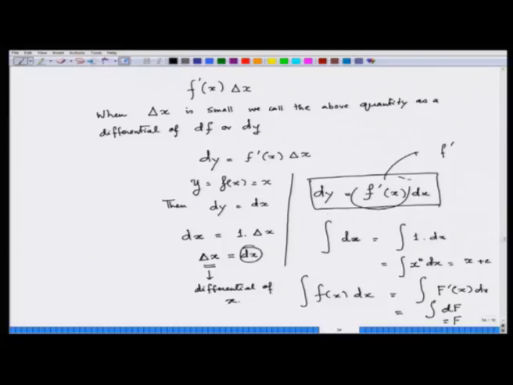So again this is something I want to repeat. You are looking at the integral of f(x) dx. Now you have the function F(x) plus c, such that F dash of x is equal to f(x). So this is the antiderivative of f, this is the antiderivative.